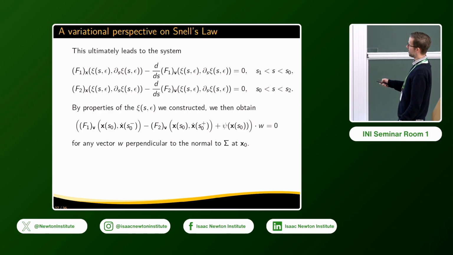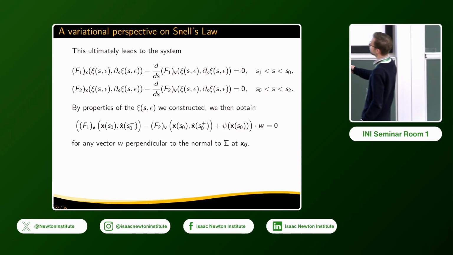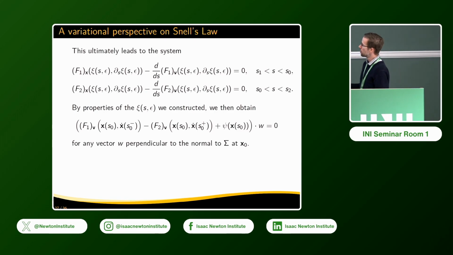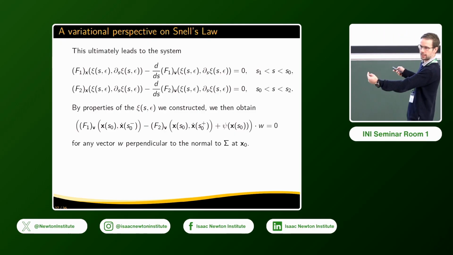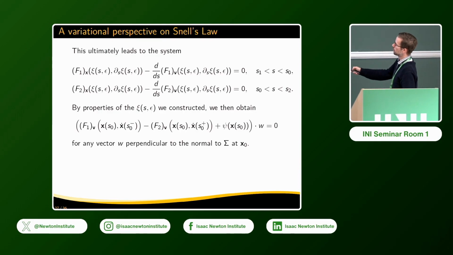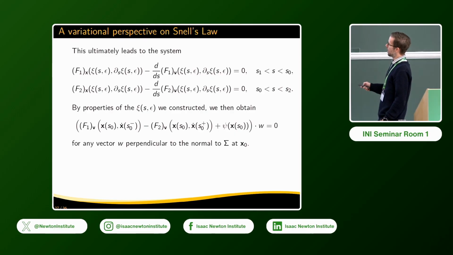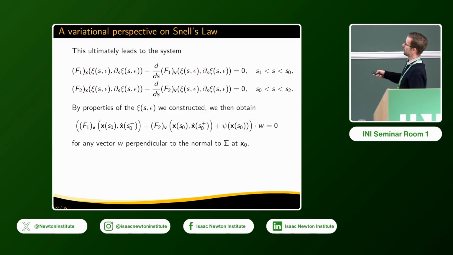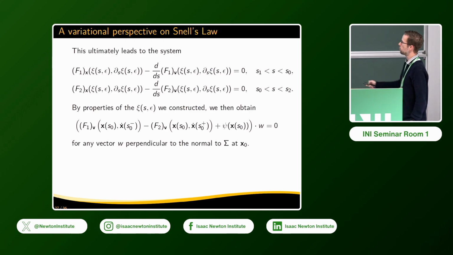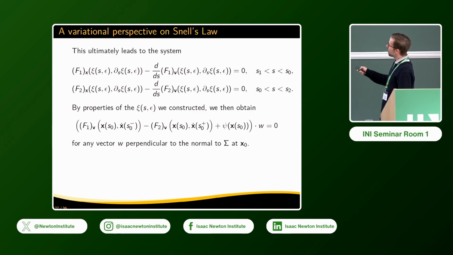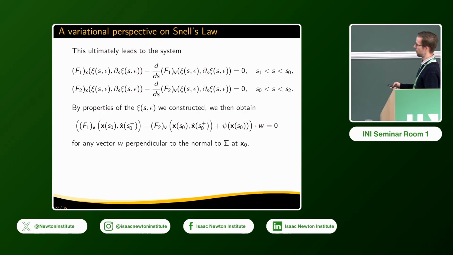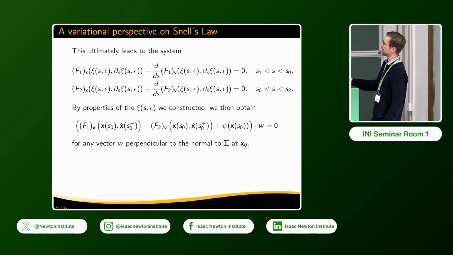So x of s0 is the curve evaluated at s0, my crossing point. X dot at s0, we're assuming that this may jump, so this only has a one-sided limit. Since I'm looking at f1, my one-sided limit is approaching from the left: the limit as s goes to s0 from the left of x dot. Since I'm looking at f2, I'm coming from the right, so my one-sided limit is from the right. All of this, plus my phase at x of s0, which is well defined by construction of psi, dotted with w is going to be 0, and this is true for any vector w which is orthogonal to the normal vector to the surface at x of s0.